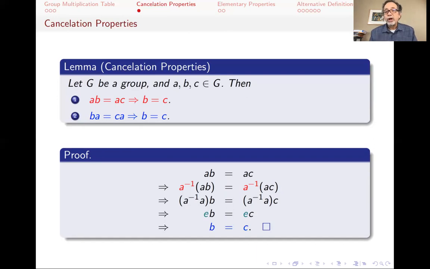In fact, we used all four axioms of group theory to show that you can cancel on the left, and canceling on the right is the same, except you have to multiply both sides by A inverse on the right.